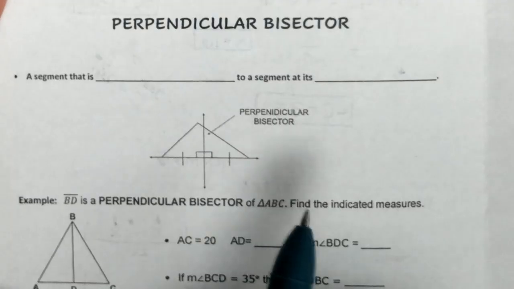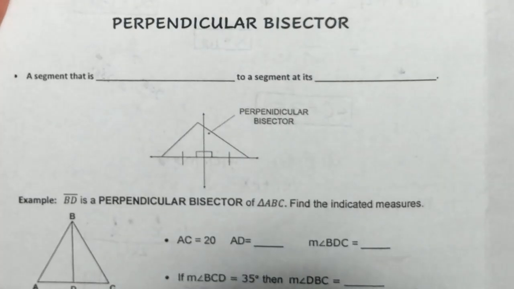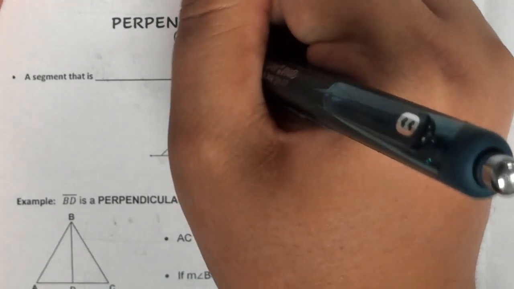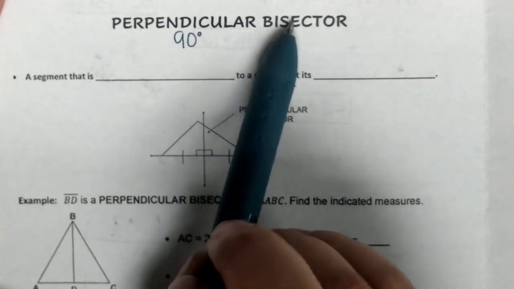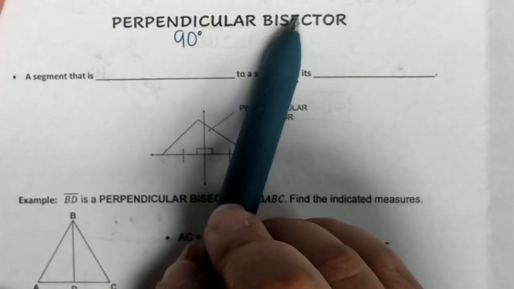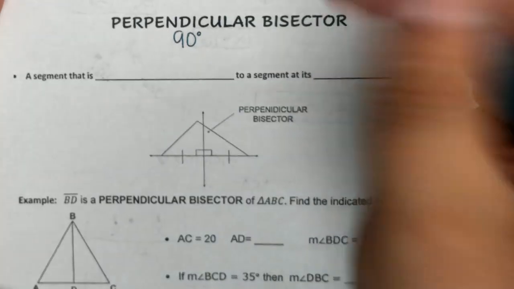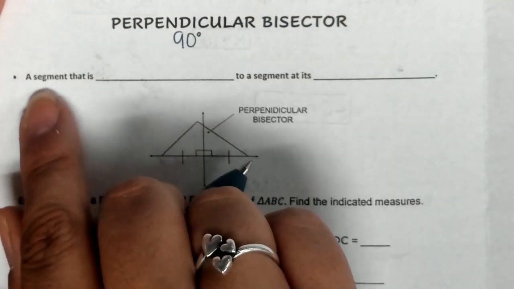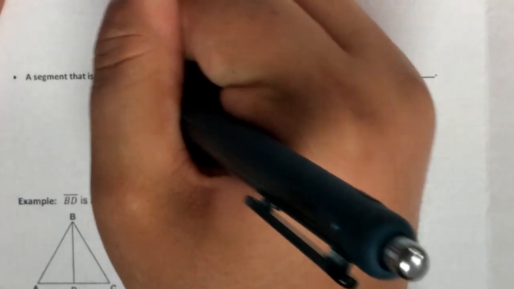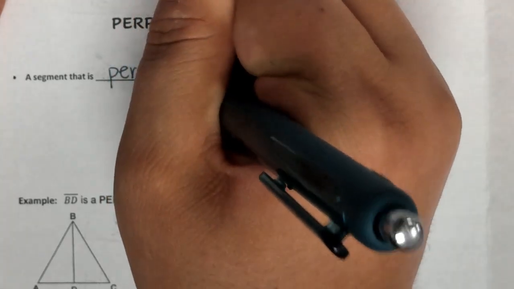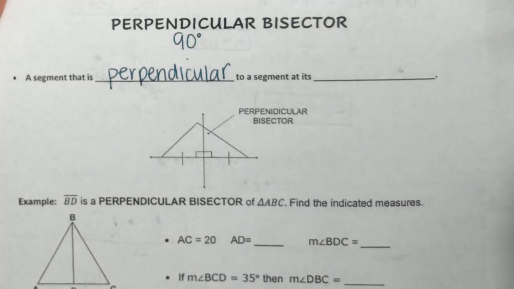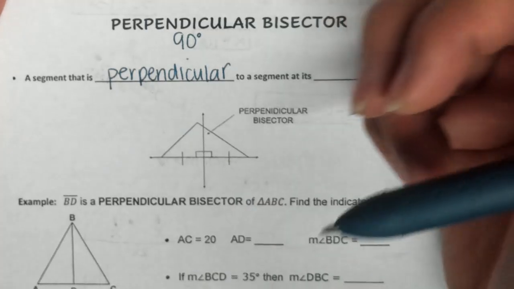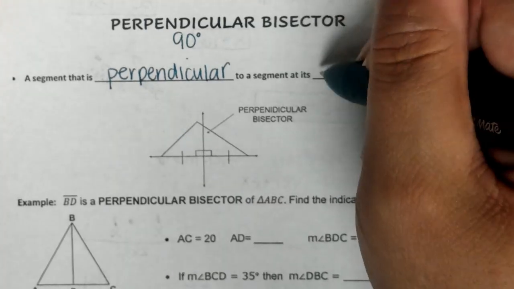Perpendicular bisector, what does the word perpendicular mean? 90 degrees. Right triangle. Or not right triangle, but right angle. What does bisector mean? Cut in half. So a perpendicular bisector is a segment that is perpendicular, or 90 degrees, to a segment at its halfway point. What do we call that? Midpoint.